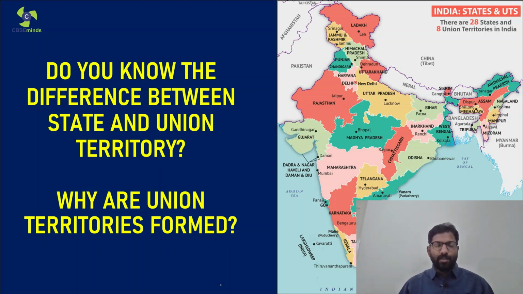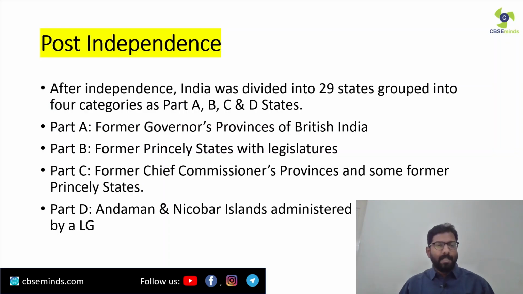In today's video, we'll be talking about the difference between a state and a union territory and also the reason why a union territory is formed at all. So let's move ahead. See, post-independence, India was divided into 29 states, clear? And these 29 states were grouped into 4 categories as Part A, Part B, Part C and Part D states. This is how the states were grouped into these 4 categories post India's independence, clear?